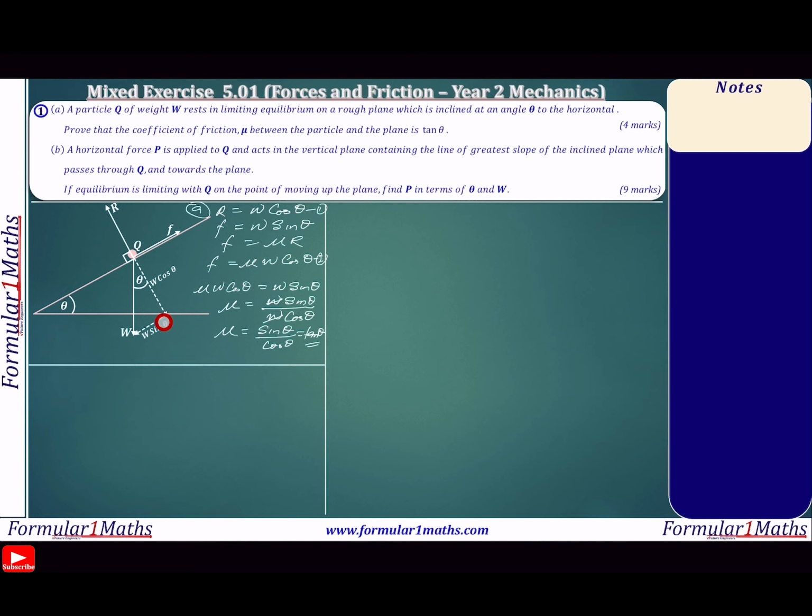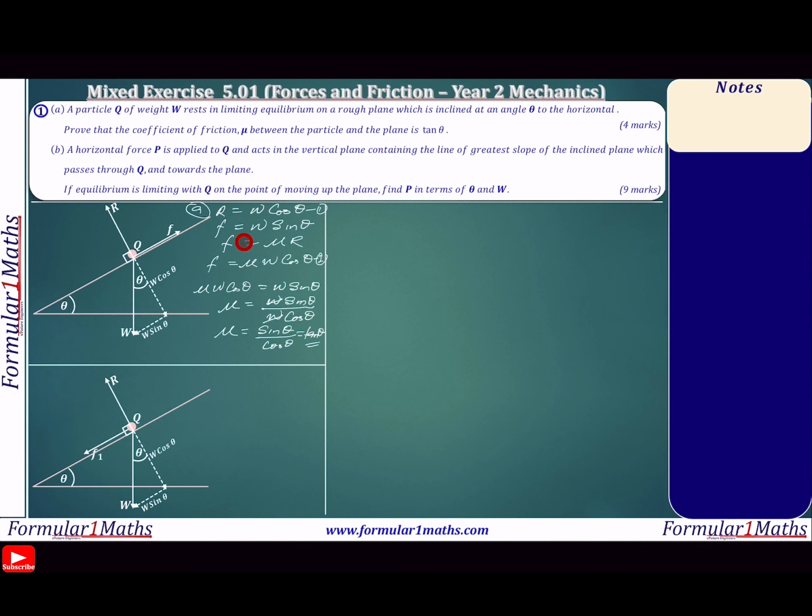B refers to the particle in part A. So I'm going to reproduce this diagram and proceed from there. So that is the diagram produced, this time without the frictional force, because there will be a change of frictional force. The question states that equilibrium is limiting with Q on the point of moving up the plane. That means F will now act in the opposite direction as follows.